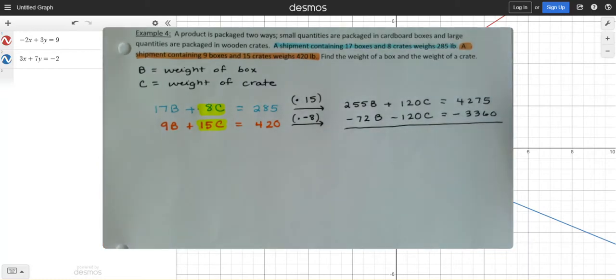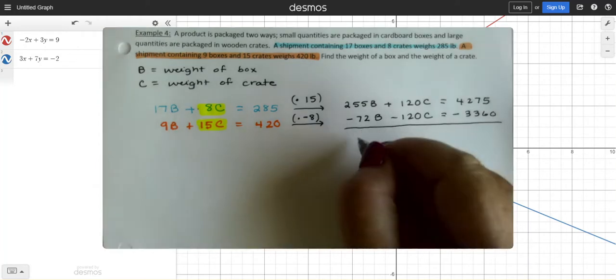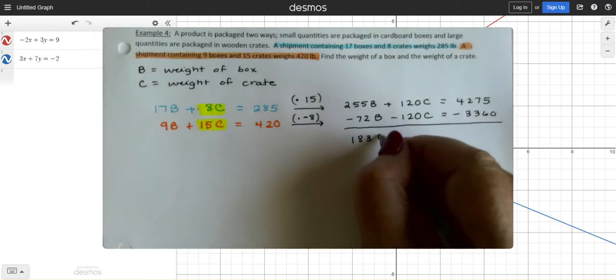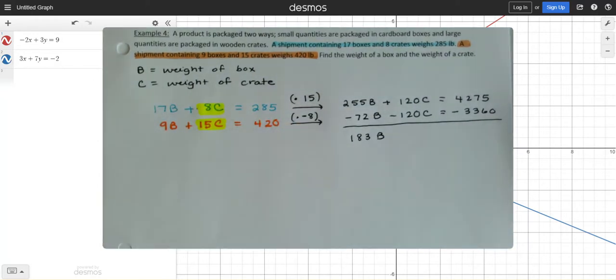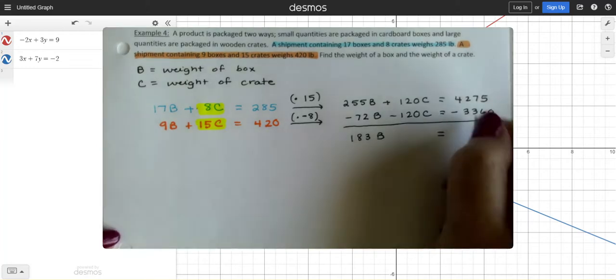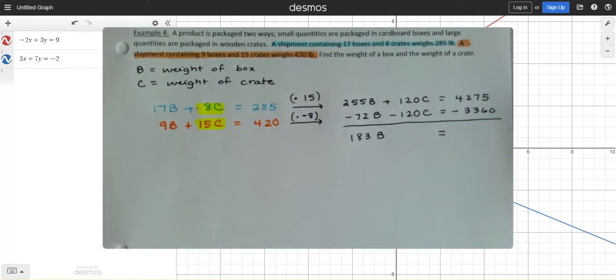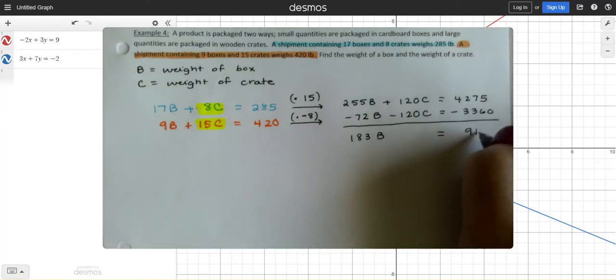All right, I'm going to add these equations. So first, 255 minus 72 gives me 183B. When I add the C's, I get 0. Again, that's what we worked so hard to do. We designed it that way. And then I've got 4275 subtract 3360 is 915.